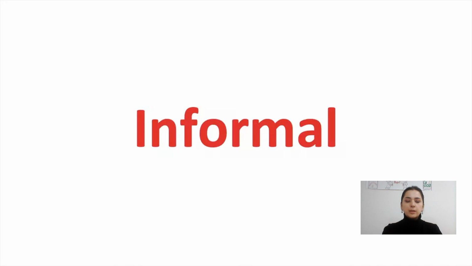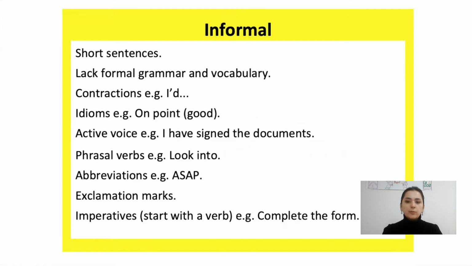is used in unprofessional situations, for example, when you're talking to your family, friends, or colleagues that you know very well. Now let's look at the features of informal language. With informal language, we generally use short sentences that lack formal grammar or vocabulary, so you may see spelling mistakes or slang words.